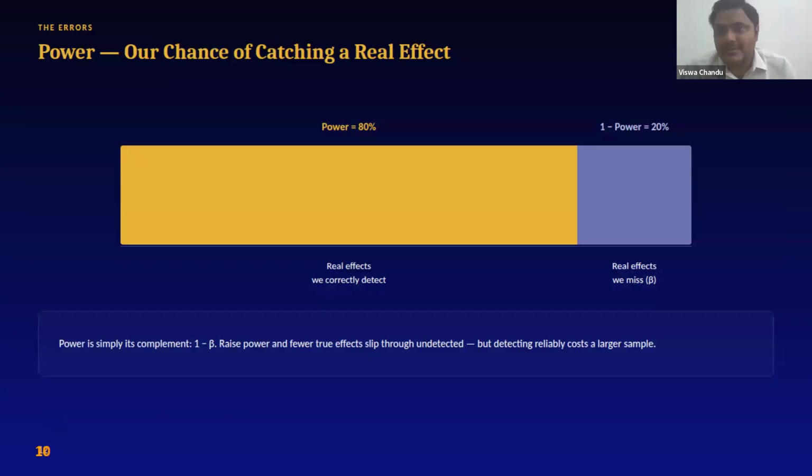And what is power? Power is just the complement of beta. It is your ability to detect an effect which exists. Just like beta is your inability to identify an existing effect, the complement is your ability to identify an existing effect. So since it is the complement, if your beta, or your false negative error, is 20%, your power is 80%. If your beta is 10, your power is 90, as simple as that.